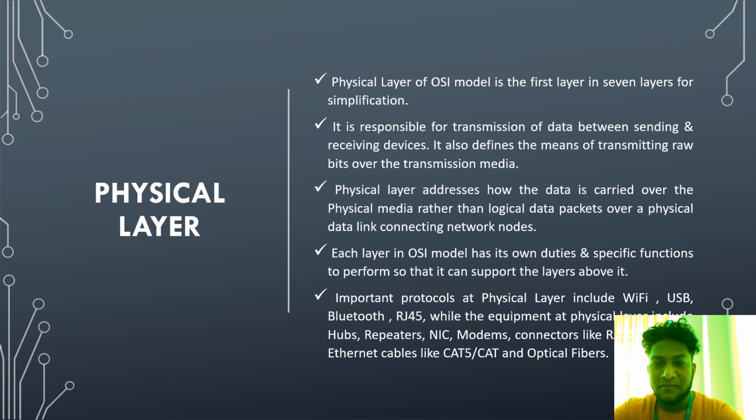The physical layer of the OSI model is the first layer among the several layers, created for simplification. It is responsible for transmission of data between the sending and receiving device. It also defines the means of transmitting raw bits over the transmission media. Each layer in the OSI model has its own duties and specific functions to perform so that it can support the layers above it.